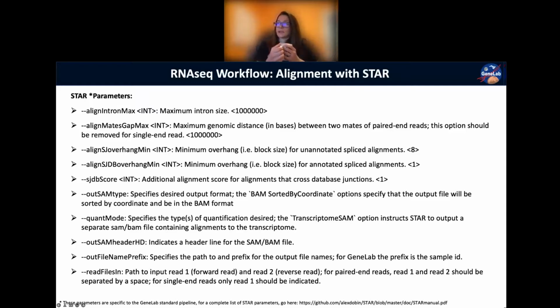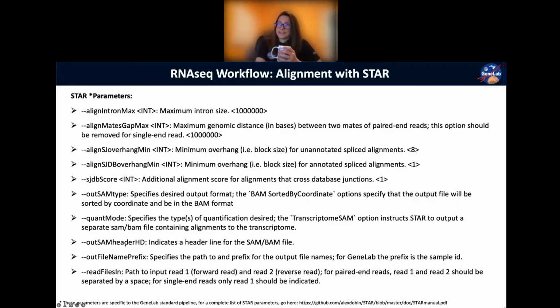Quant mode will indicate the quantification desired. So we use the transcriptome SAM option, which instructs STAR to output a separate BAM file containing alignments to the transcriptome, which means that when we run STAR, we get 2 BAM files. We get one aligned to genomic coordinates, and then we get another one aligned to transcriptomic coordinates.